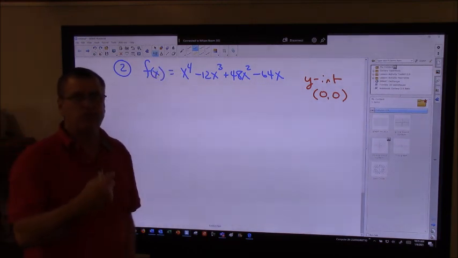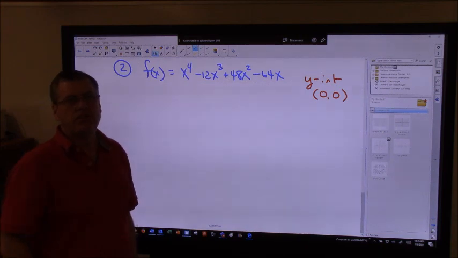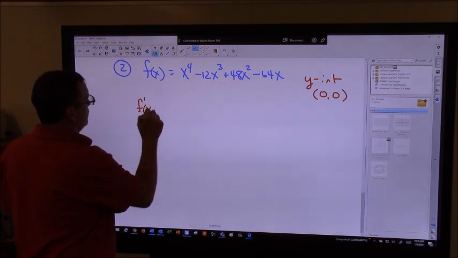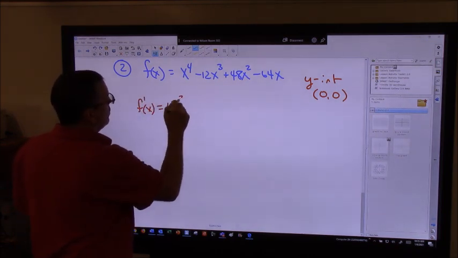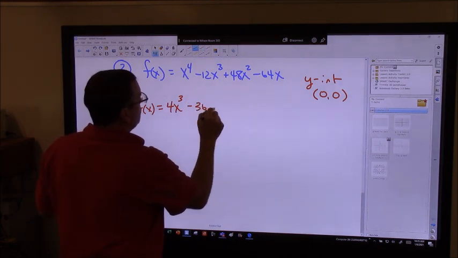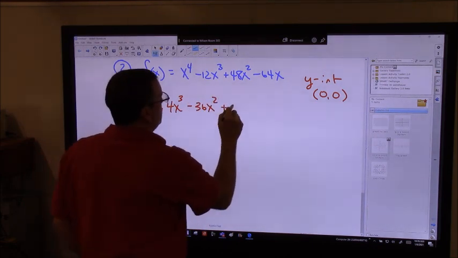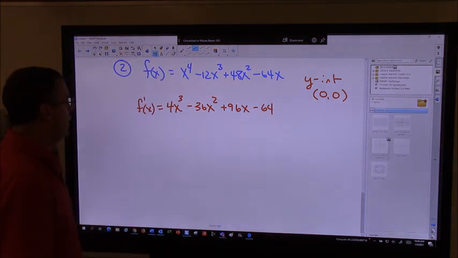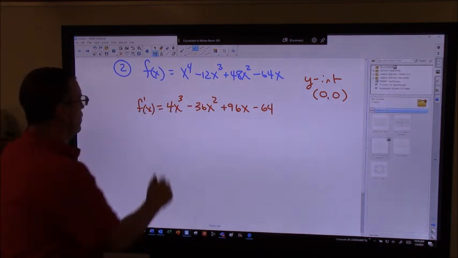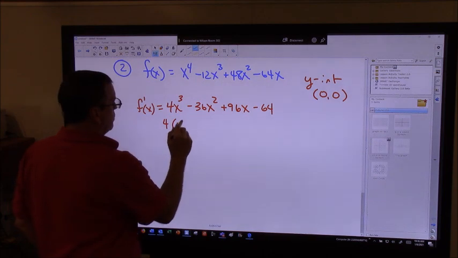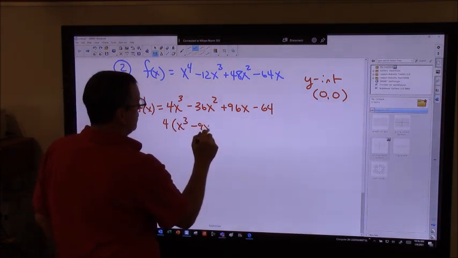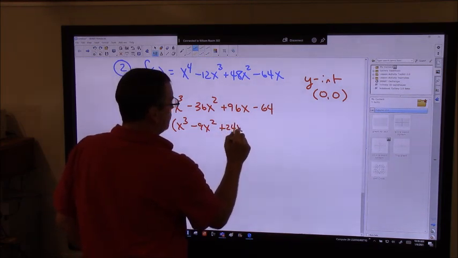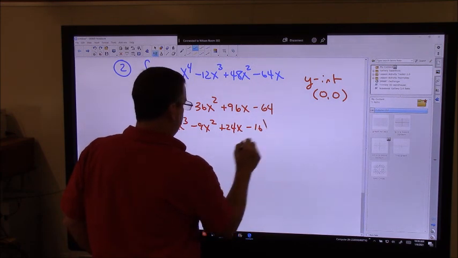I'm going to analyze this using the first derivative test, second derivative test, and kind of see where to go from there. All right, so first derivative, I'm going to have 4x cubed minus 36x squared plus 96x minus 64. Ooh, some big numbers. But I see I can at least factor a 4 out of each of those and get x cubed minus 9x squared plus 24x, and then minus 16.